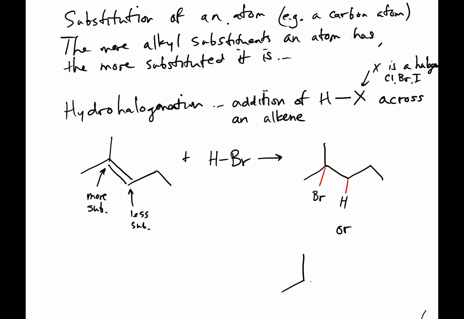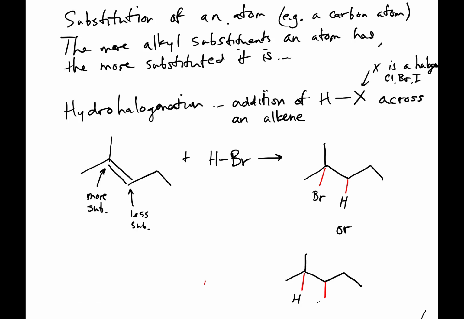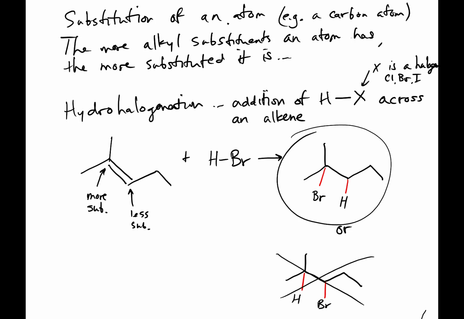Let me just draw them both. We won't do this for all of them, but we've got this option where H goes here and Br goes here. And again, what did Markovnikov's rule say? It says H goes to the less substituted carbon, which means this is appropriate, and this is not the way it works.